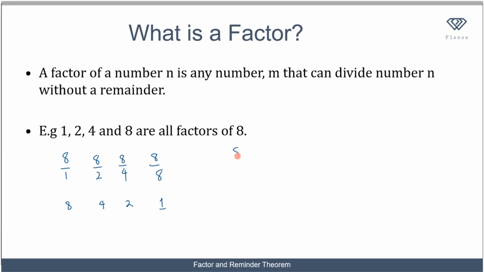Now if we think about 8 divided by 3, I know that this is going to be equal to 2 and the remainder is going to be 2. 3 in 8 is 2, 2 times 3 is 6, so I'm left with 2. So 2 remainder 2. Since there is a remainder when I divide 8 by 3, then 3 is not a factor of 8.